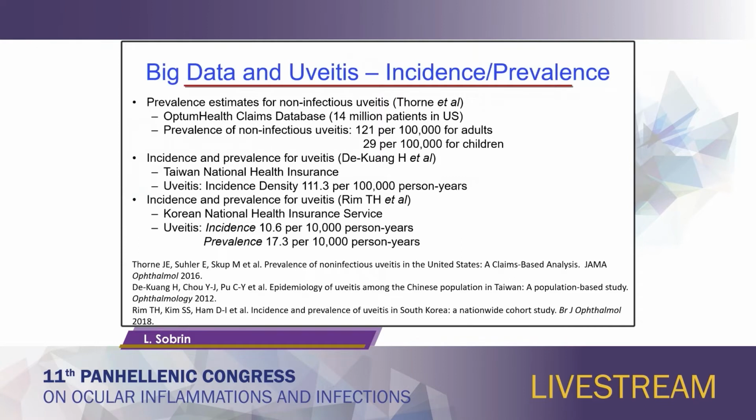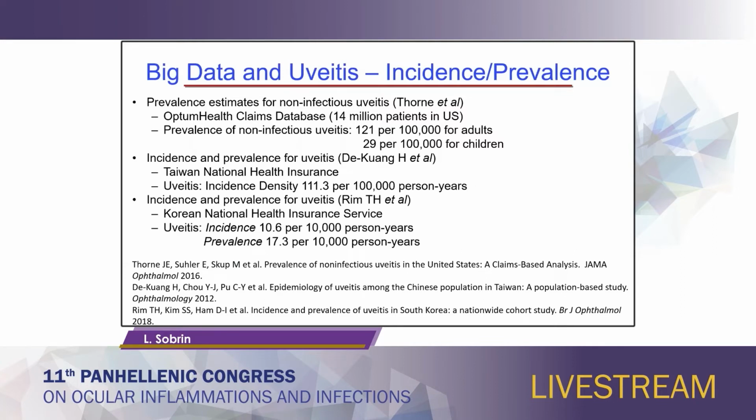So let's start with incidence and prevalence studies in uveitis. These have been done in several countries. Previously, our estimates of incidence and prevalence of uveitis have primarily been based on smaller studies that are typically regional and don't really reflect a large population.